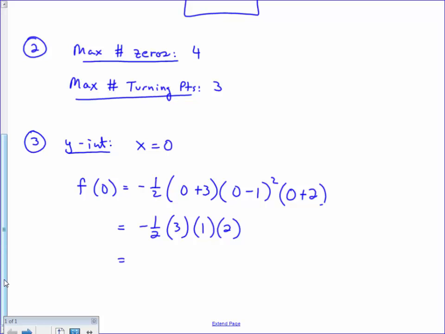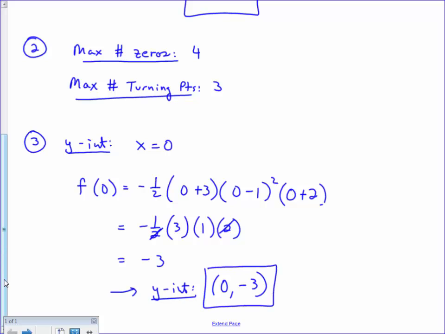Now here, since I'm multiplying these 4 values, I can actually cross-reduce if I see anything that would do such. We notice the 2 here could cancel the 2 there, and so I'm left with negative 1 times 3 times 1, which would be negative 3. The y-intercept always needs to be written as an ordered pair. I plugged in 0, I got out negative 3. So (0, negative 3) is my y-intercept.